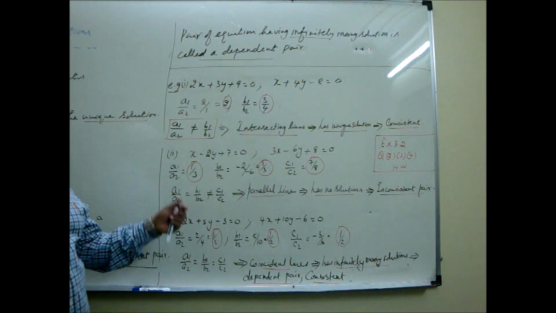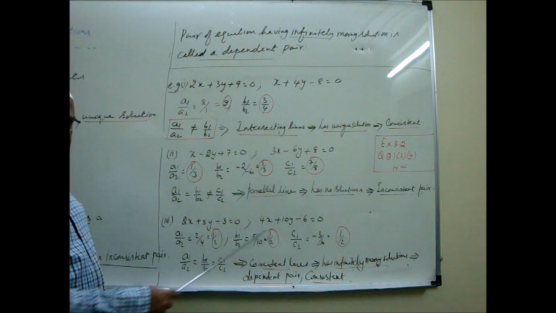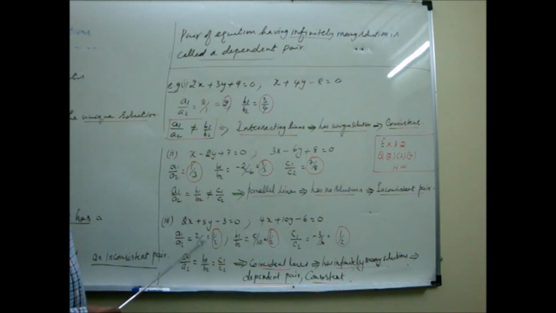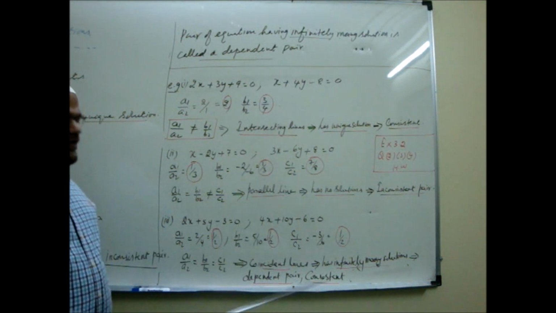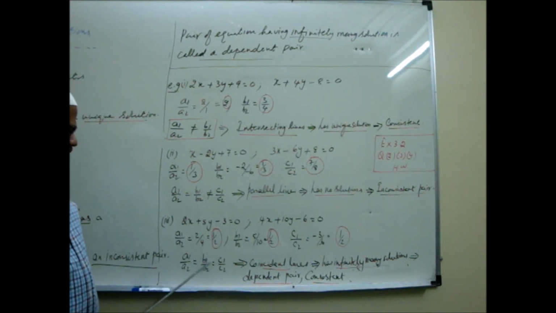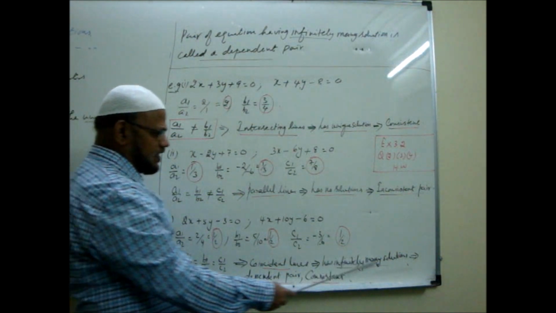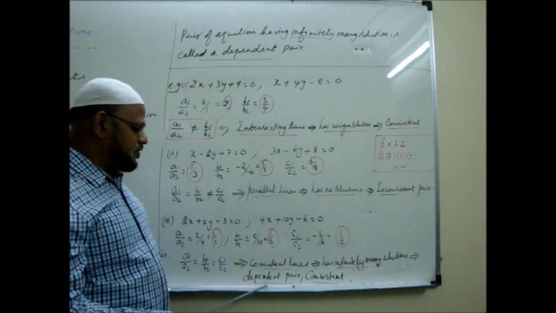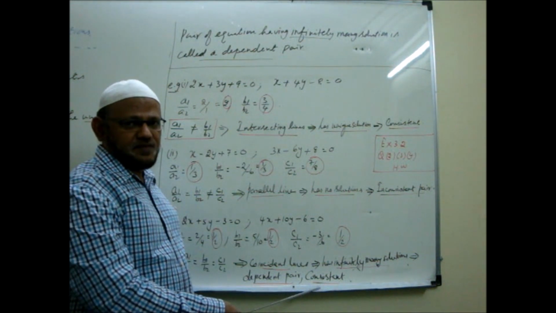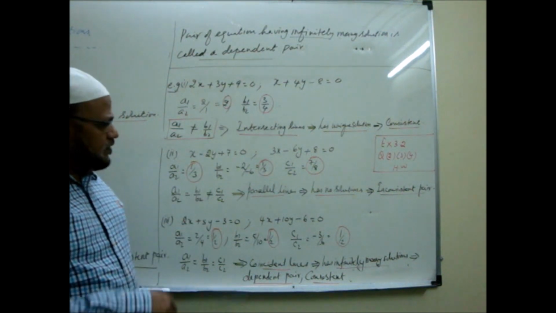Okay, everything is supported with an example. See the third one: two equations I have taken. a1 by a2 comes out to be 2 by 4, that is 1 by 2. b1 by b2 is also 1 by 2. c1 by c2 is also 1 by 2. All three are equal. a1 by a2 is equal to b1 by b2 is equal to c1 by c2. So coincident lines have infinitely many solutions. It is a dependent pair. This only we call a dependent pair, and the system is a consistent pair of equations. Okay, each one given one example.